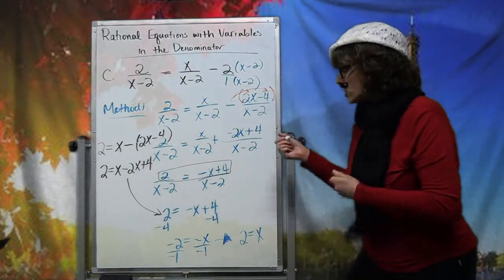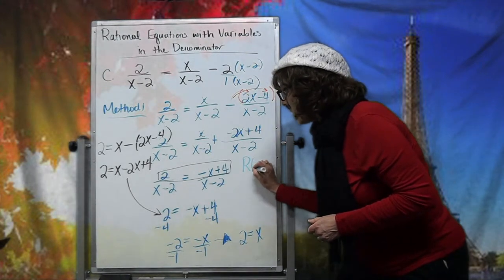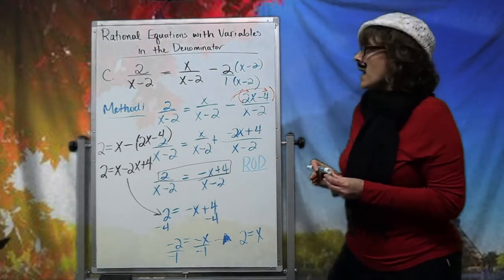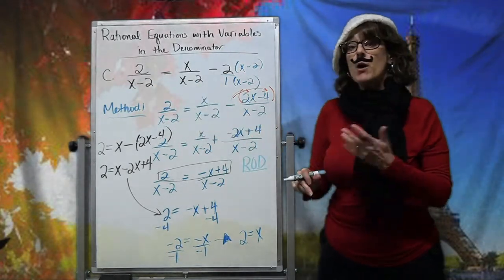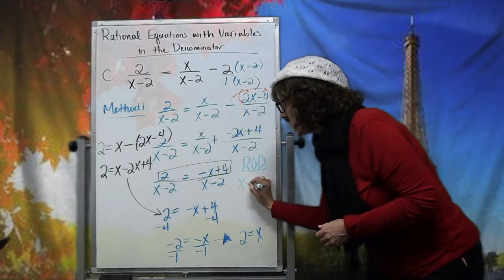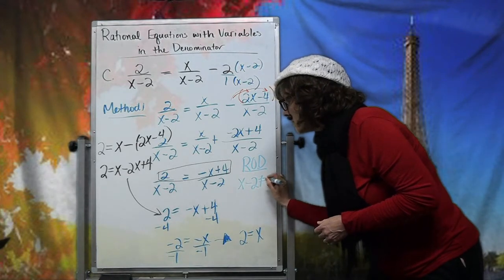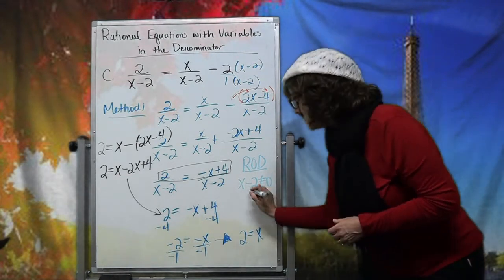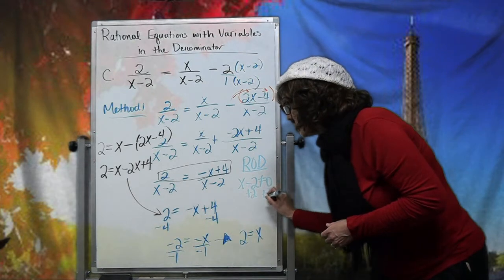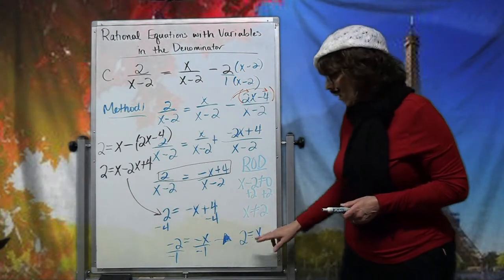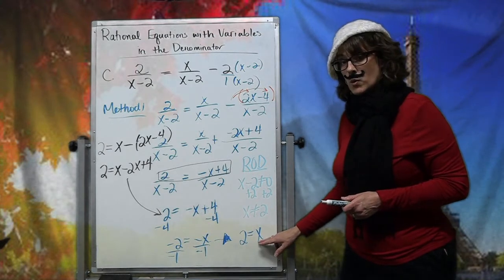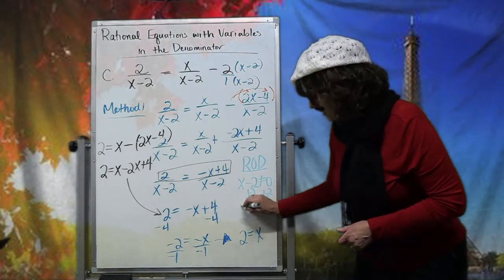But remember, I need to check that restriction on the domain. I go back to the beginning and I say, okay, my denominators here were both the same, so I only need to check it once. That x minus 2 had better not be a 0. What would make it a 0 would be if that x was a 2. I don't want that to happen. And I say, whoa, wait a minute. That's what I said my answer was.